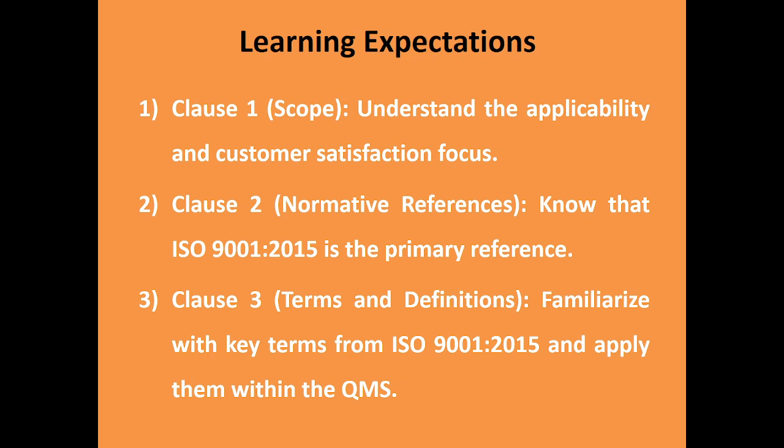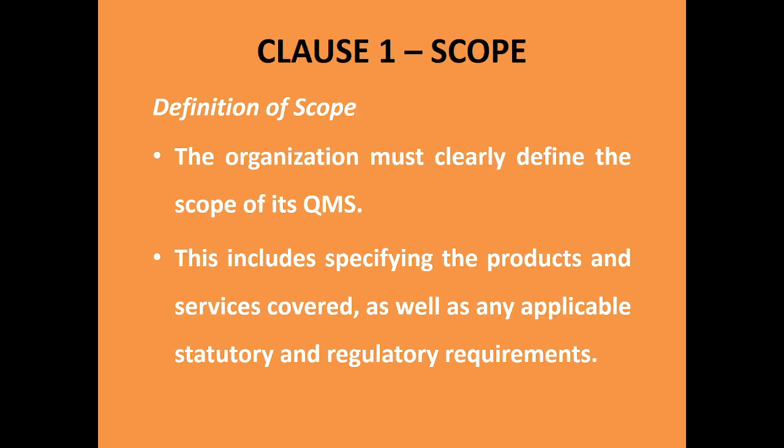So today we do have three learning expectations. Under clause 1, that is scope, all the participants will be able to understand the applicability and customer satisfaction focus. Under clause 2, that is normative references, all the participants will be able to know that ISO 9001:2015 is the primary reference. And last expectation, that's under clause number 3, terms and definition, all the participants will be able to familiarize themselves with key terms from ISO 9001:2015 and apply them within the QMS. Now let's dive deep into all the three clauses, but we'll start with clause 1, which is scope, by doing a quick definition of scope.